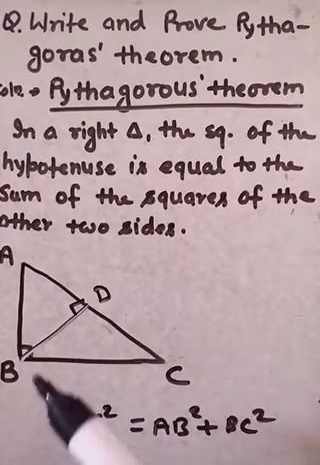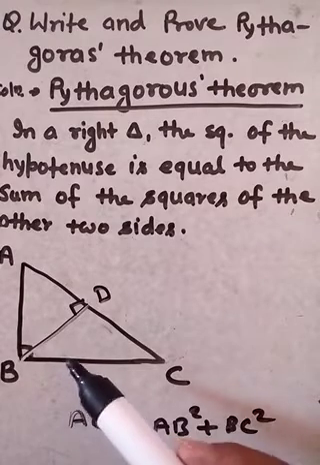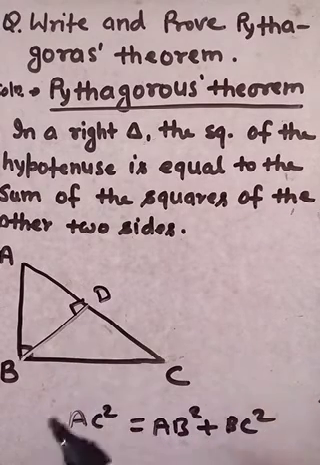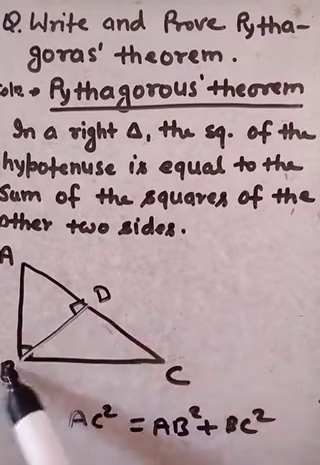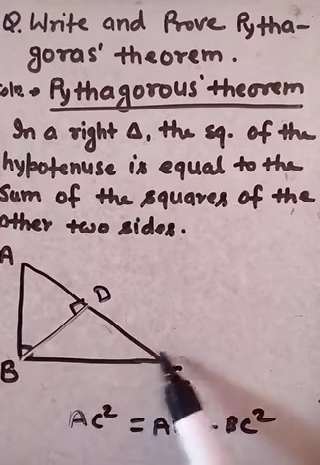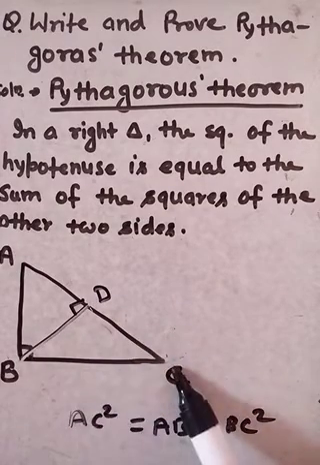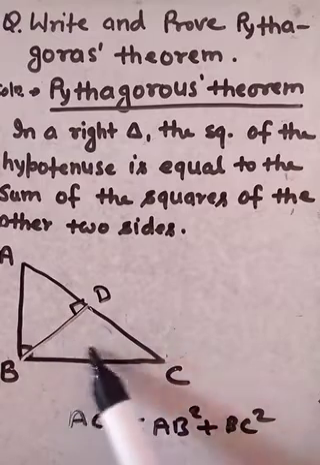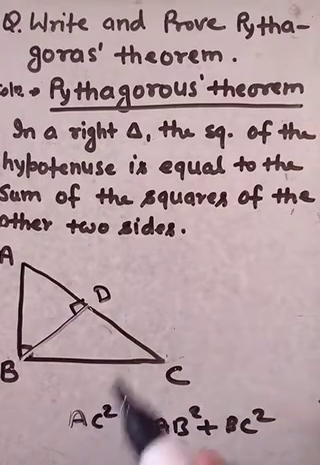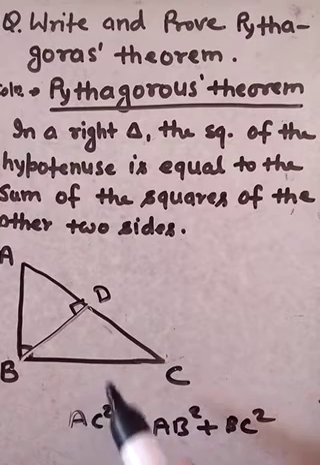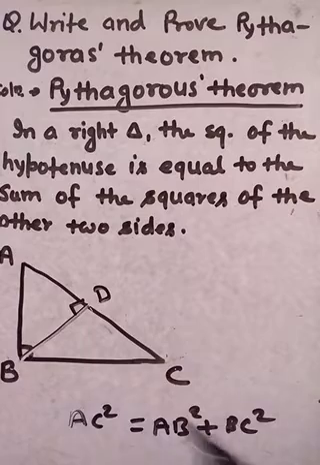In the previous video on questions based on right triangles, we already proved that triangle ADB is similar to ABC and BDC is also similar to ABC, and both these smaller triangles are also similar to each other. But here we use 2 out of 3 to prove this theorem.